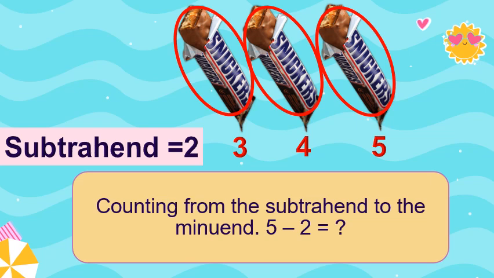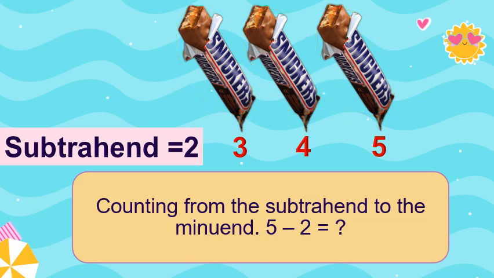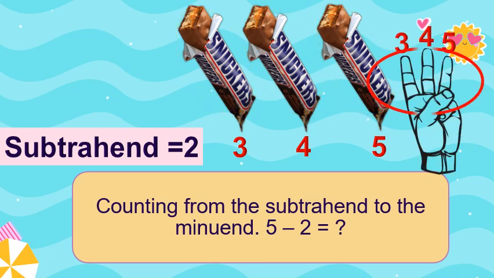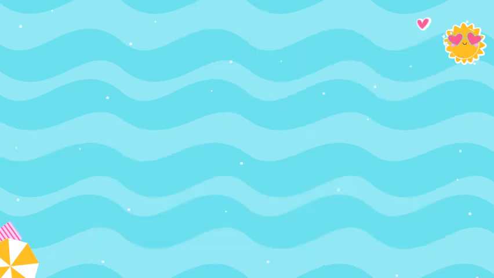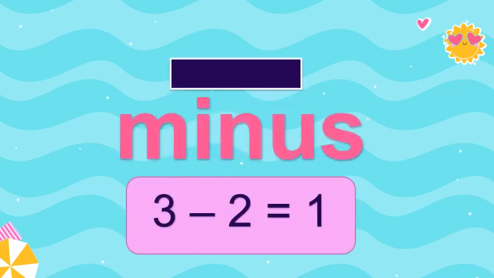So how many numbers did you get? You got 3 numbers, right? So the answer is 3 chocolate bars. And don't forget, this sign is called minus sign. Minus. It is the symbol that represents subtraction.